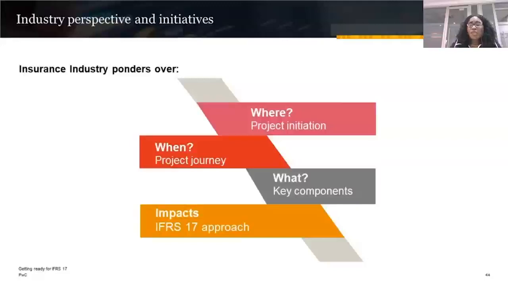So we keep thinking as operators, now IFRS 17 is here, where do I start from? How do I initiate this project? Because it's a project of its own, a full-blown project, like setting up an entire project. And then you wonder, where do I start this journey from? These are all concerns that we ponder over as operators. And then you keep hearing, oh, IFRS 17 has its own components. What are those key components? How do I get to know them? How do I get to implement them?